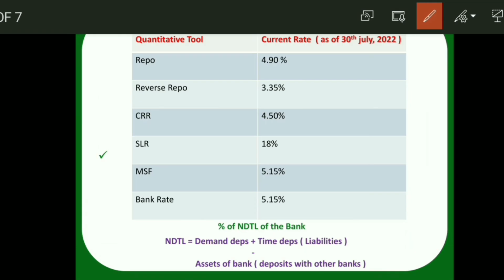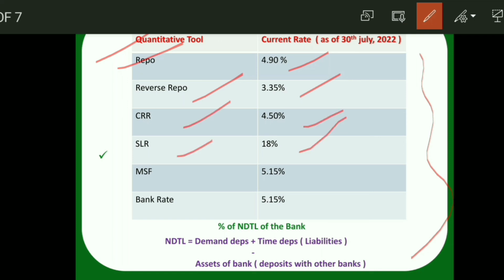Now let us look at what the current rates are. You should note that these are the current rates as of 30th July 2022. These are the rates decided by the Monetary Policy Committee of RBI. The current repo is 4.9%, reverse repo is 3.35%, CRR is 4.5%, SLR is 18%, MSF is 5.15%, bank rate is 5.15%. You need to mug this up, you need to remember this. Direct questions can be asked in any examinations.